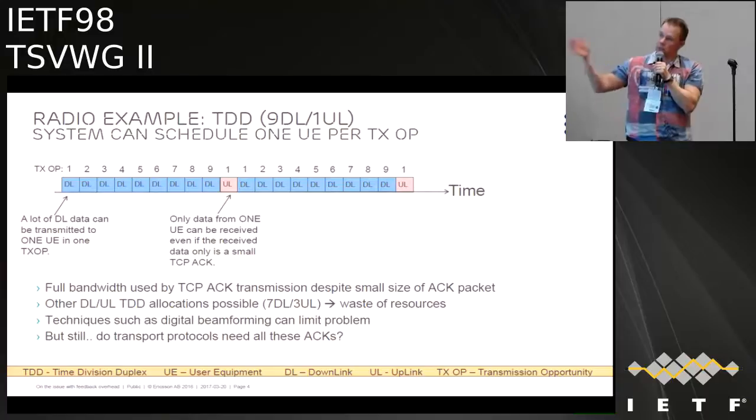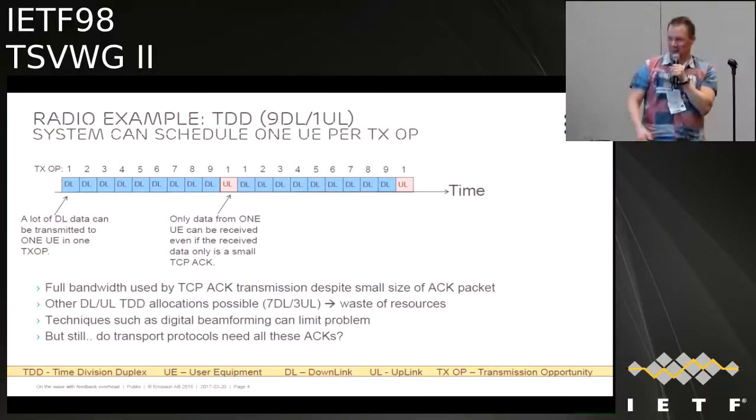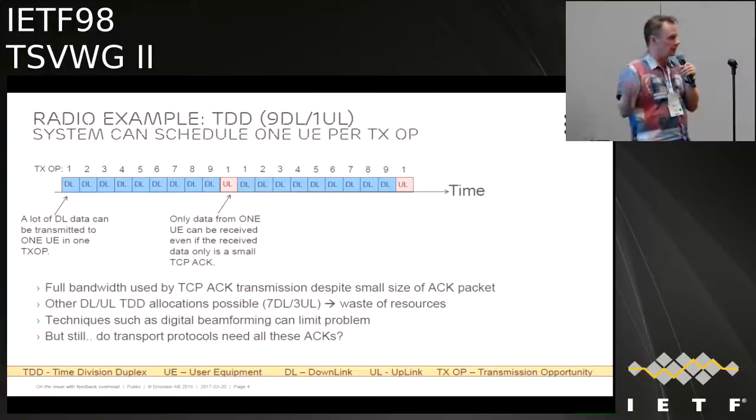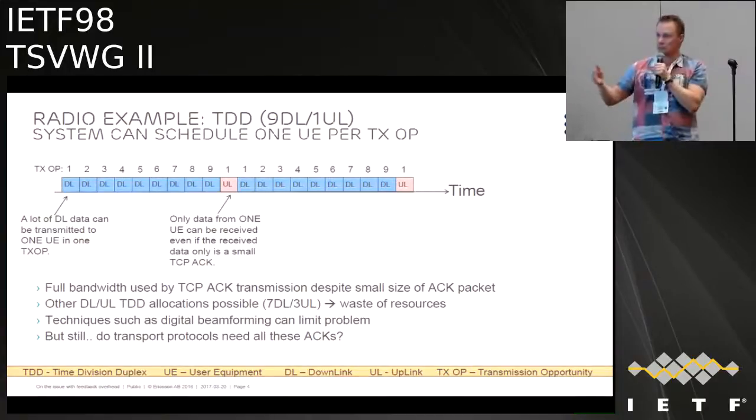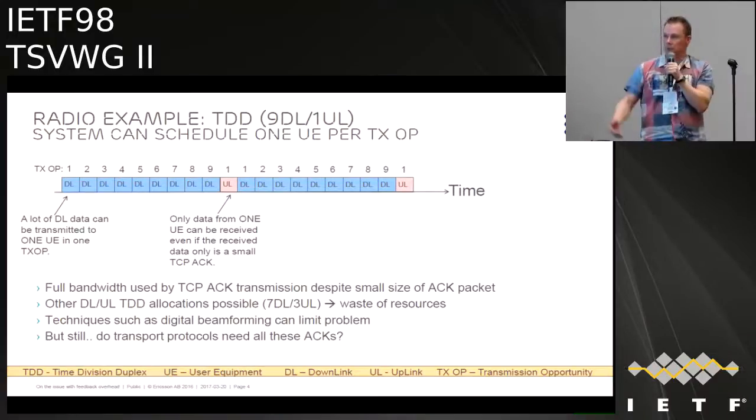Just to give a short radio example with analog beamforming: I'm not going to go into details around analog and digital beamforming because I don't know all the details. The thing is that you can configure the uplink and downlink time slots. If you see a lot of uplink traffic, you can reconfigure it to, for instance, 7 downlink slots and 3 uplink slots. But then you waste bandwidth, so it is not a very good solution.